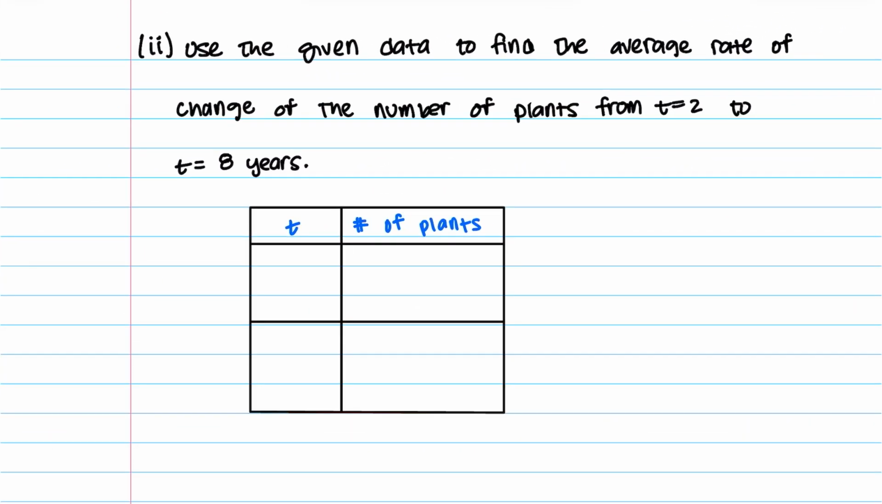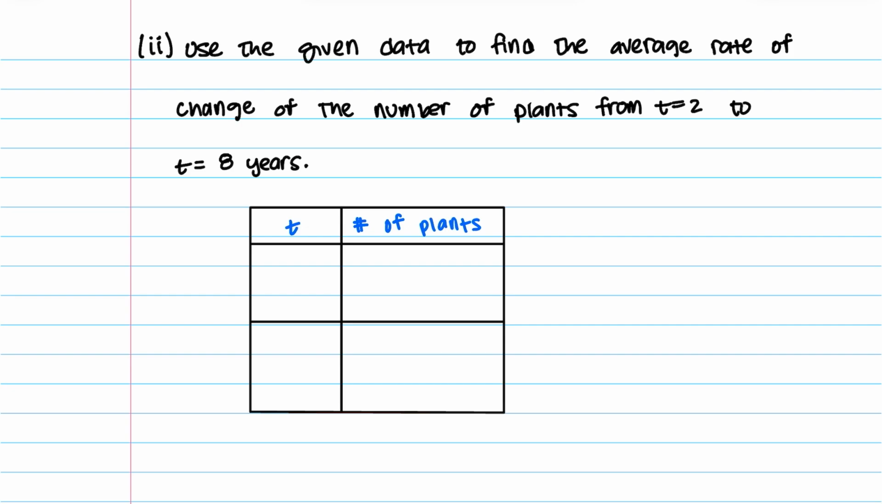Alright, so for the second part of this exercise, we want to use the given data to find the average rate of change of the number of plants from t is equal to 2 to t is equal to 8. And so with this table that we have right here, let's go ahead and input what we know. So we want to find the average rate of change, and we'll get to what that means in just a bit, from t is equal to 2 to t is equal to 8.